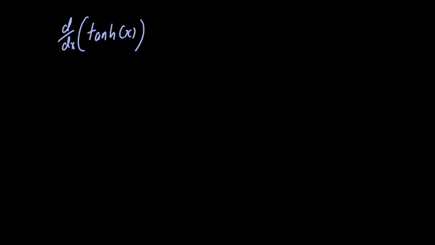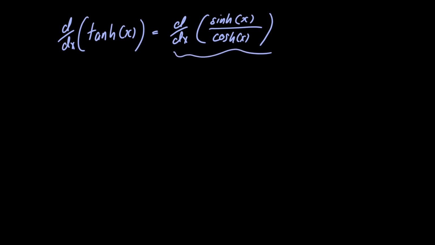Hi, so in this video we're going to figure out what the derivative is of hyperbolic tangent of x. We can rewrite this as the derivative with respect to x of hyperbolic sine of x over hyperbolic cosine of x. Now at this point we're going to go ahead and take this derivative using the quotient rule.